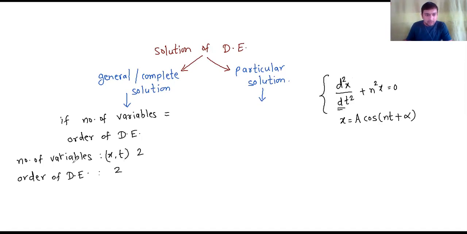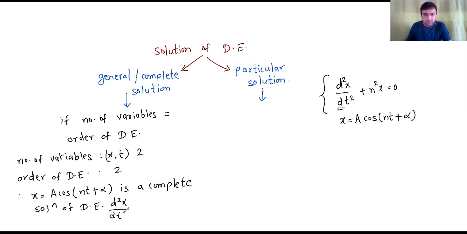So as the number of variables is equal to the order of the differential equation, we can say therefore x equal to a cos nt plus alpha is a complete solution of the differential equation d square x upon dt square plus n square x equal to 0. Is it clear? So what is the condition to get a general or complete solution? The number of variables should be equal to the order of the differential equation, right?